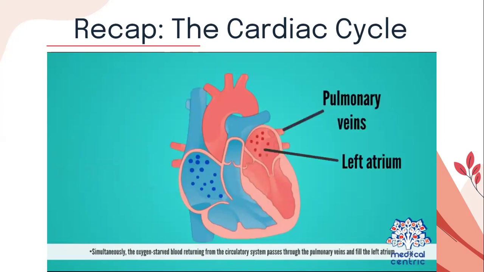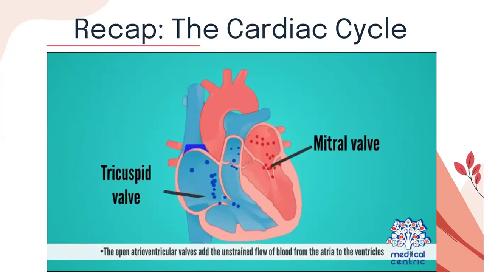Simultaneously, the oxygen-rich blood returning from the lungs passes through the pulmonary veins and fills the left atrium. The open atrioventricular valves aid the unstrained flow of blood from the atria to the ventricles.